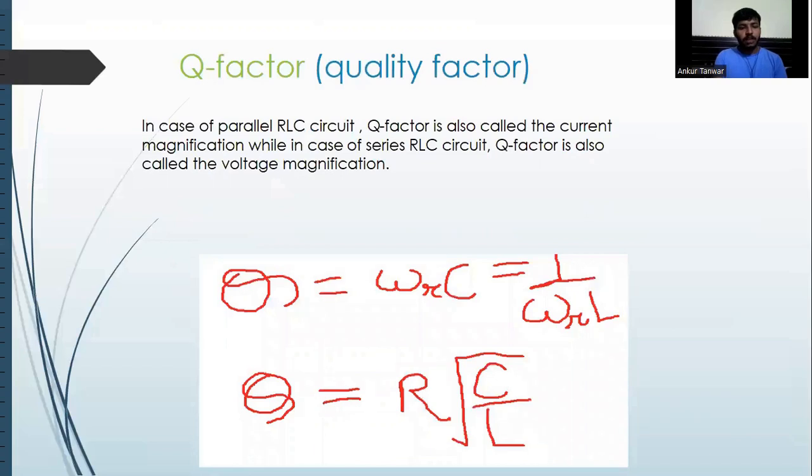Here we can also describe the quality factor. In the case of a parallel RLC circuit, the quality factor is also called the current magnification, while in the case of a series RLC circuit, the quality factor is also called the voltage magnification. In this case, we receive the quality factor equal to R under root C by L.